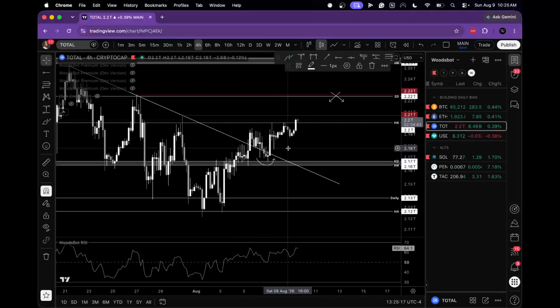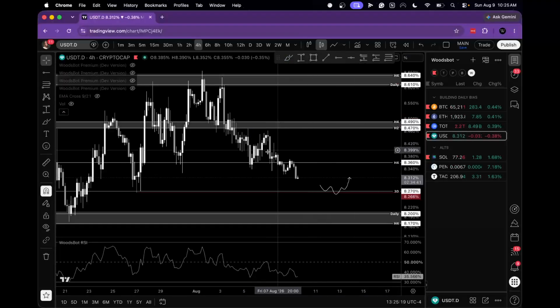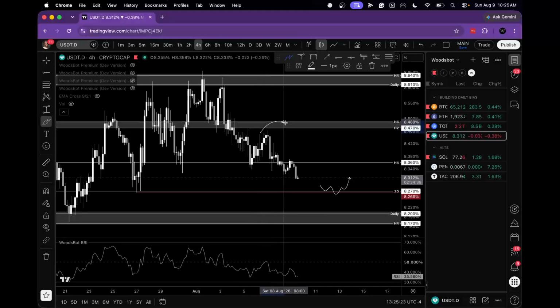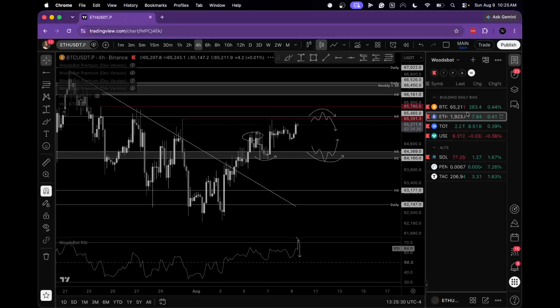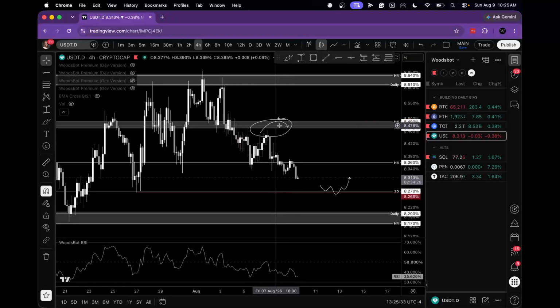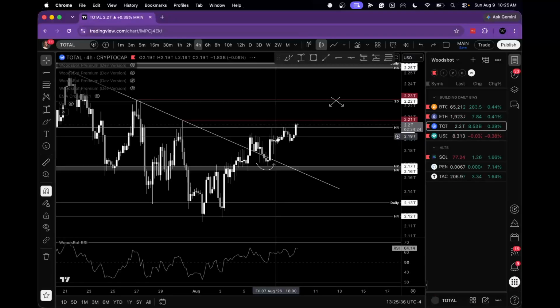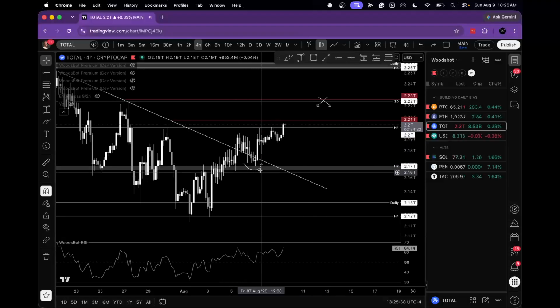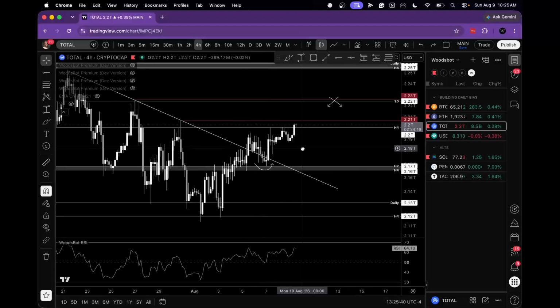You'd be waiting for a move into here to try some shorts, or again, you're looking for that retest. USDT, same thing. We came into support, right? You would look for this retest in this area. And so you can see how they all lined up. Bitcoin got the retest, ETH got the retest, Total 2 had a retest, USDT pushed into resistance. And so you could have positioned into alts for this move here, right?